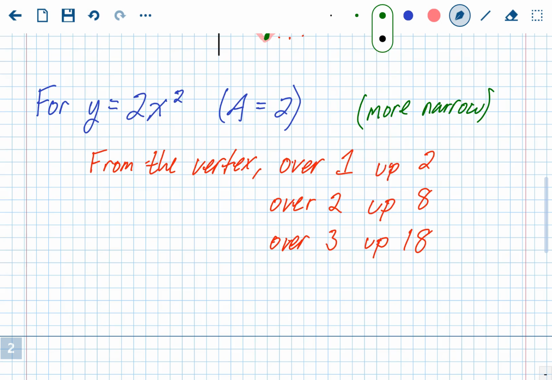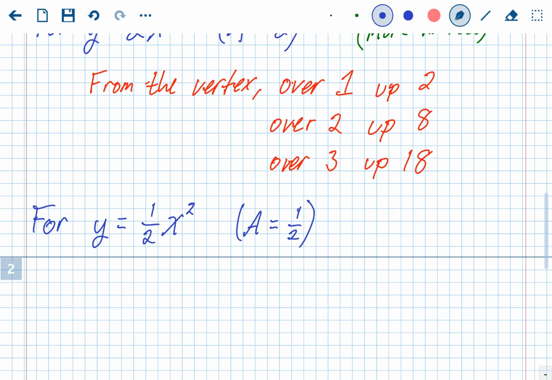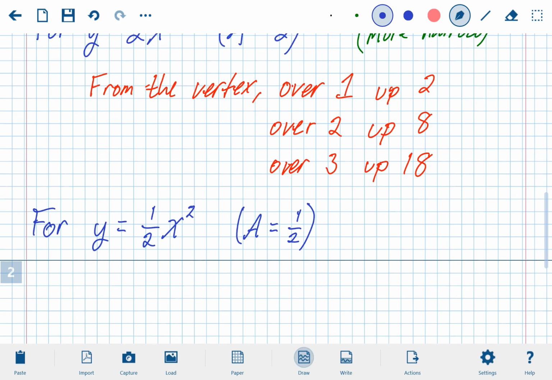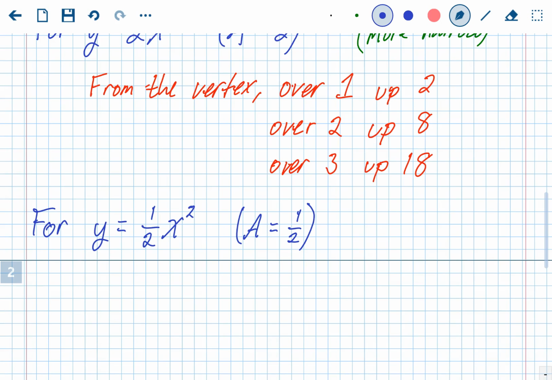All right, and then what if we have a fraction? What if we have a number smaller than 1? So say we have 1/2 x squared, meaning our a value is 1/2. Well, again, from the vertex, I'm just going to copy this.